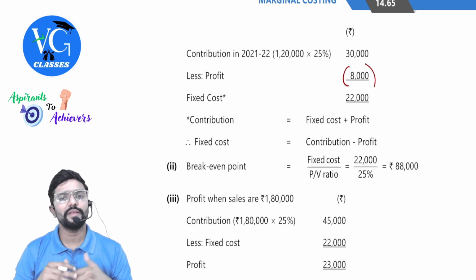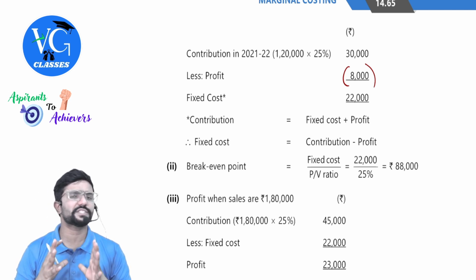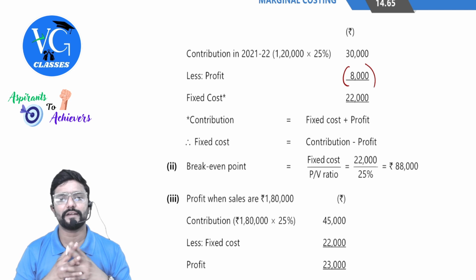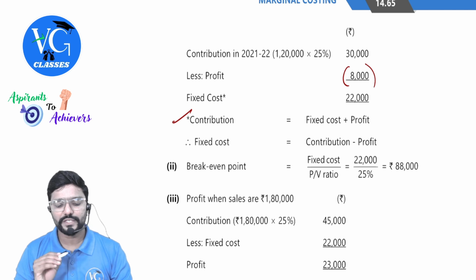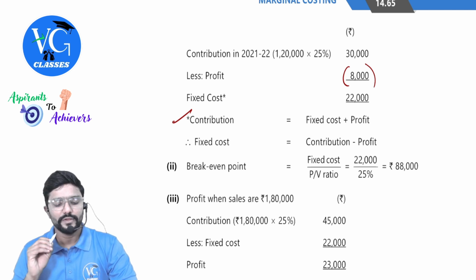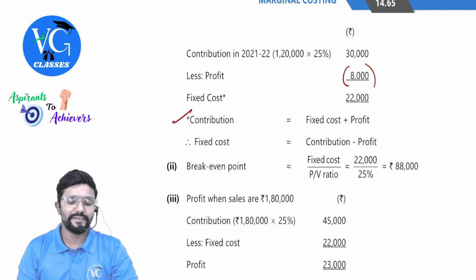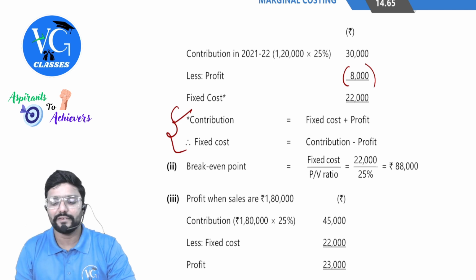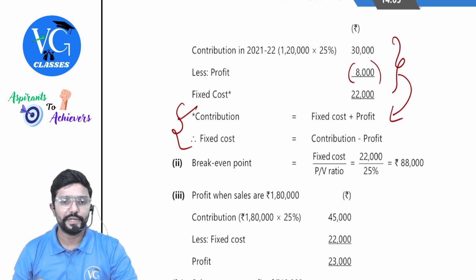Fixed cost. Sir, why only 21-22? Can I take the next year also? Same, you will get the same. Fixed cost is assumed to be the same, guys, year after year. So now contribution is equal to fixed cost plus profit. So fixed cost is equal to contribution minus profit. Means they have explained the equation. Whatever they have done here, they have just explained it here, guys. Fine, sir. We already know it.